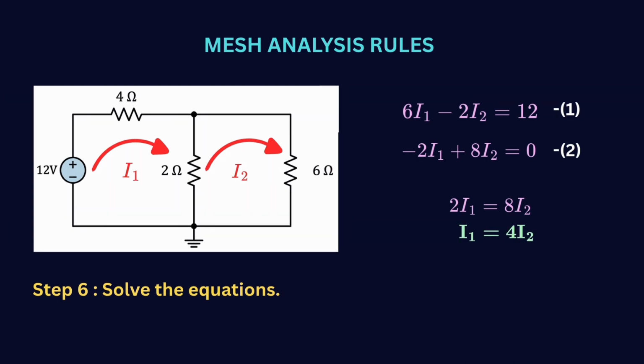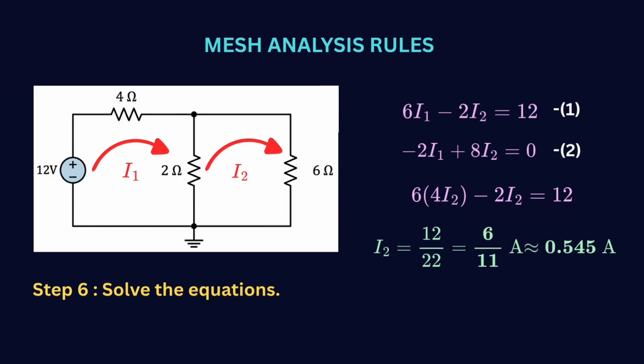And from the first equation, we know 6 I1 minus 2 I2 equal to 12. Substituting I1 in terms of I2, we have 6 into 4 I2 minus 2 I2 equal to 12. 24 I2 minus 2 I2 equal to 12. Solving this, we get I2 equal to 12 by 22, which is nothing but 6 by 11, or 0.545 amperes. At the same time, I1 is 4 into I2, which is 4 into 6 by 11, that is nothing but 24 by 11, or 2.182 amperes.